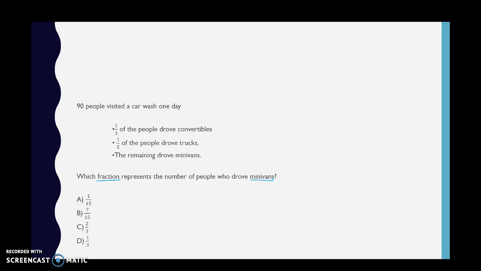So if we're looking for a fraction, let's just deal with a fraction. It says the remaining, so that means the leftover from these two is going to be there. So the total would be what? The total would either be 1 or 100%, right? So we're saying that 1/3 plus 1/5 plus, let's say this is x, x will equal 1, right?